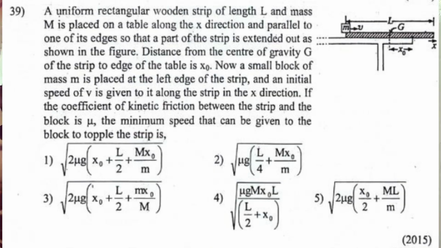Then 39. A uniform rectangular wooden strip of length L and mass M is placed on a table along x direction and parallel to one of its edge, so that a part of the strip is extended out as shown in the figure. Distance from the center of gravity G of strip to the edge of table is x0. Now small block of mass m is placed at the left edge of strip and initial speed of v is given to it along the strip in x direction. If the coefficient of kinetic friction between strip and the block is mu, the minimum speed that can be given to the block to topple the strip is.